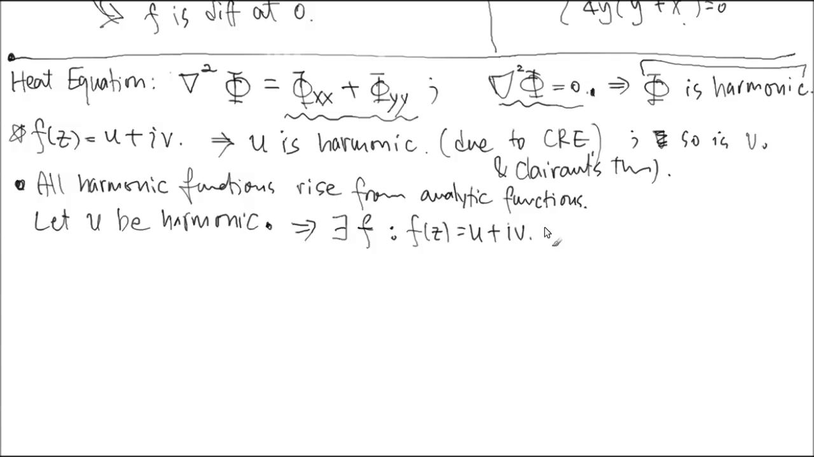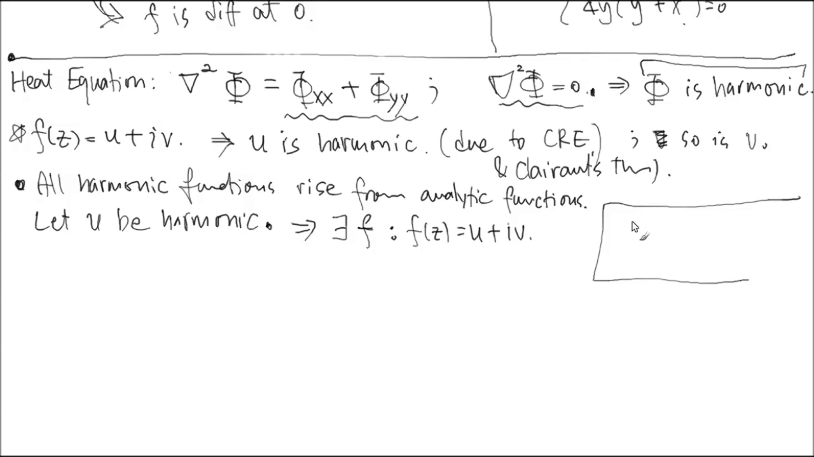Analytic condition. What is that? How do you show something is analytic? CRE, continuous partials in CRE. So we construct this v and show it satisfies CRE, then boom, this function is analytic. Therefore, this arbitrary harmonic function u arises from a complex analytic function. Okay? So here is the goal and our target. That's what we want to show.